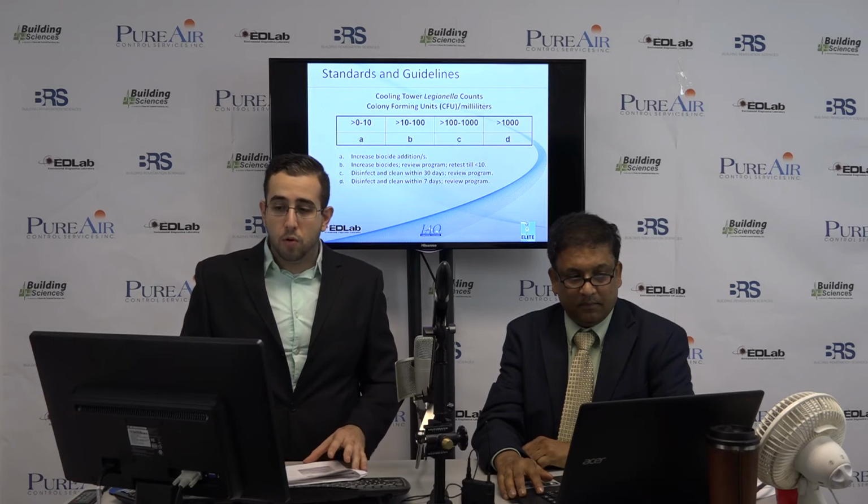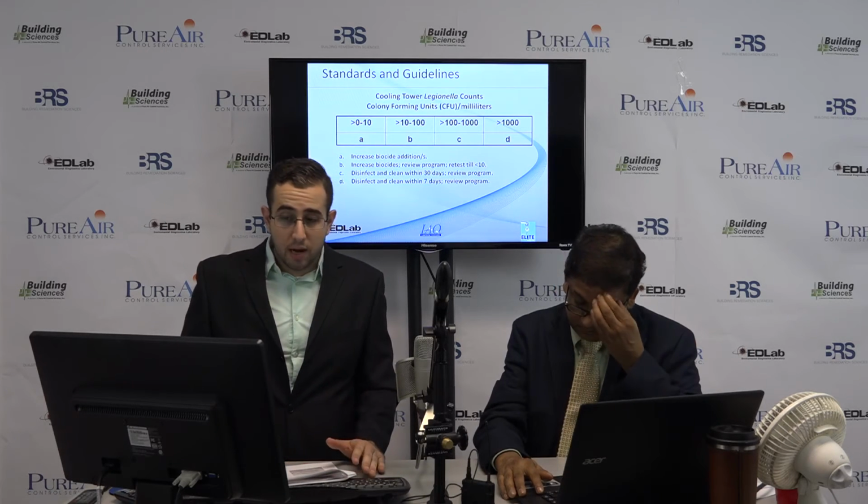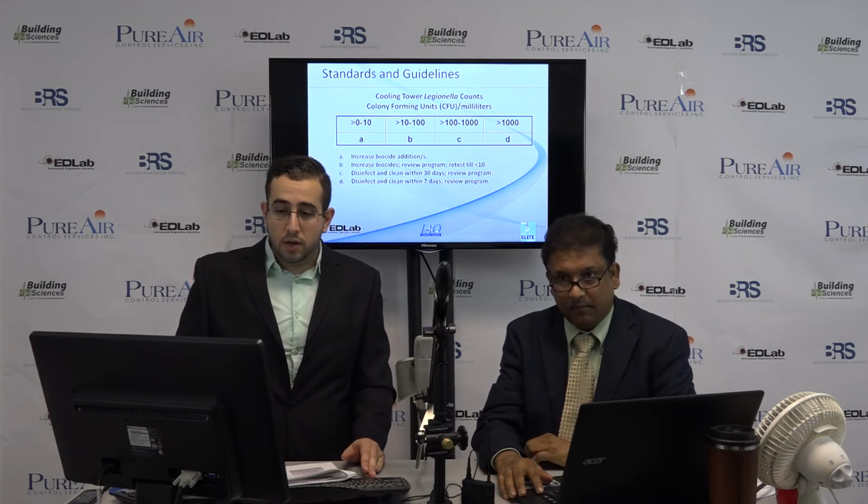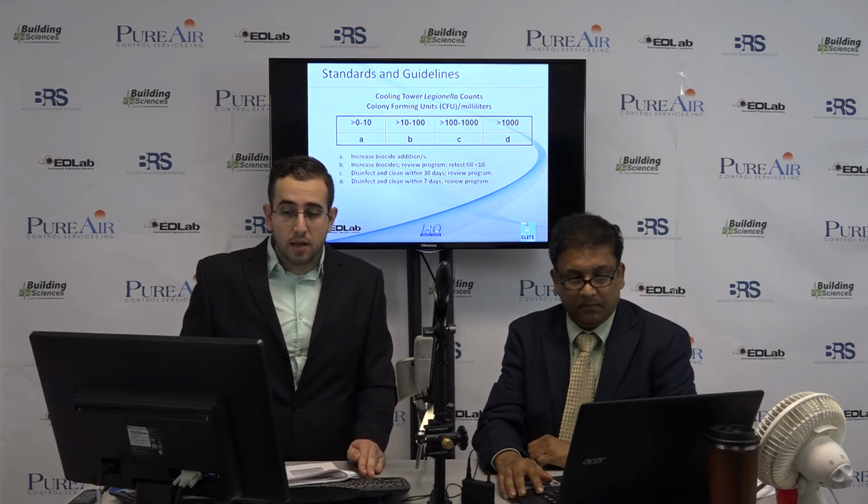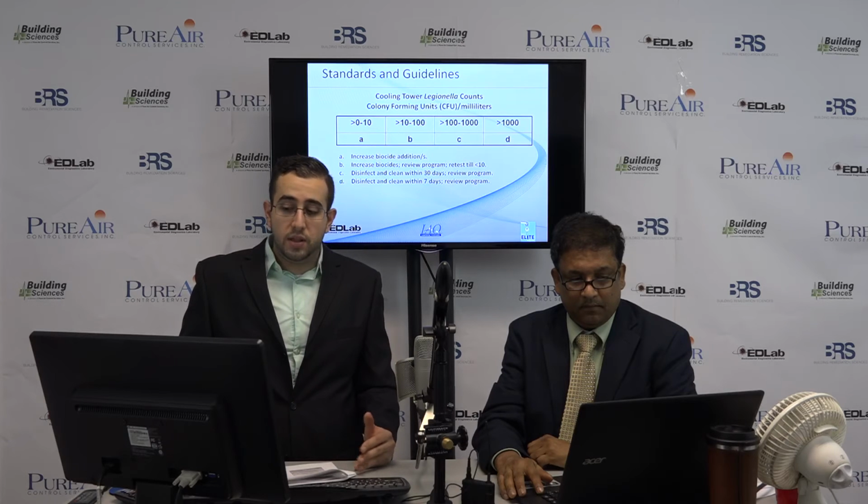These steps are for colony forming units within cooling towers. As you can see here, there's level A, B, C, and D. Depending on which one, you either want to increase the biocide, review the program, disinfect and clean within 30 days, or disinfect and clean within 7 days.